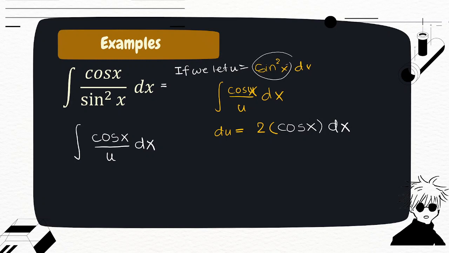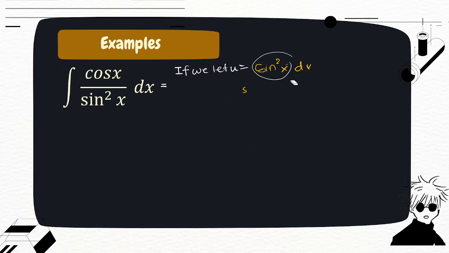Pwede, sir, na ibalik yung U, yung let U tayo. Ibalik siya. O, pag binalik mo, anong mangyayari? 2 cosine x. Hindi. Ano yung mas madaling paraan? Bago ka mag-let U, ang pinakamadaling paraan para ma-solve siya is what? Is to simplify the function.